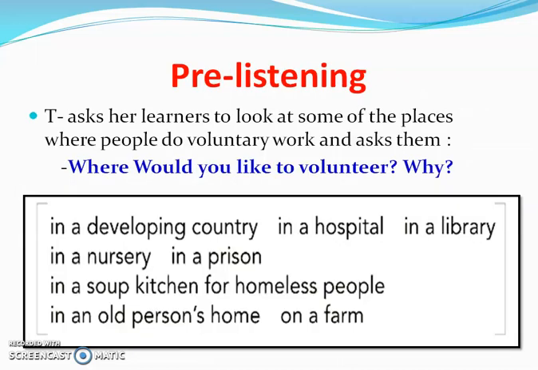In the pre-listening phase now, you will prepare your learners for the listening. Stick on the board some places where they can do voluntary work and ask them, where would you like to volunteer? Why? In a developing country, in a hospital, in a library, in a nursery, in a prison, in a soup kitchen for homeless people, in an old person's home, on a farm. You can use either pictures or just write phrases on the board.